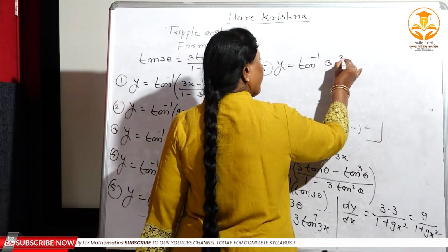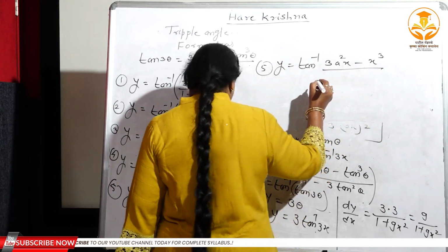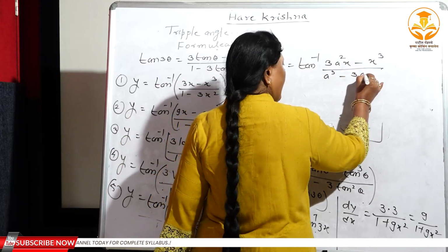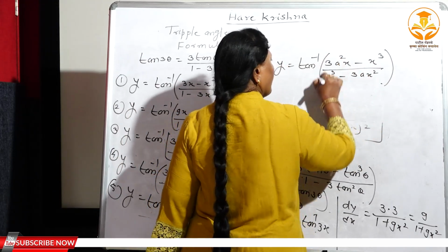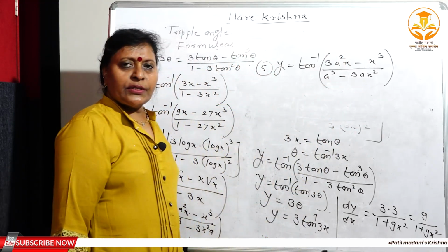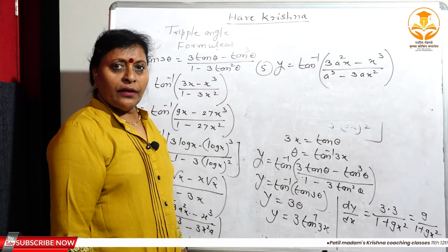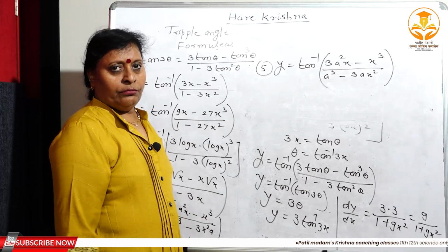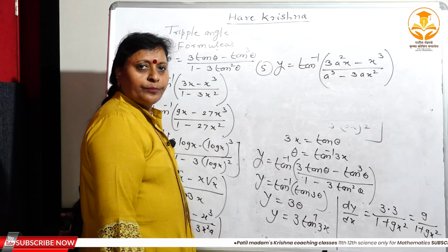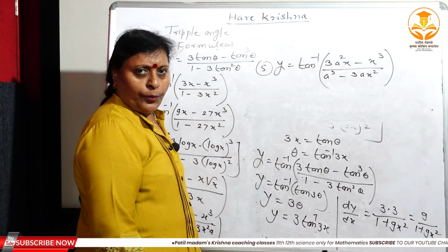3a square x, this is x cube divided by a cube minus 3ax square. Right? Now again, if you observe this, can you imagine yourself? According to the formula, you have to imagine, isn't it? You have to think over. Now if you observe this, there one should be strictly there. And here what is the term? A cube. We don't want a cube, right?